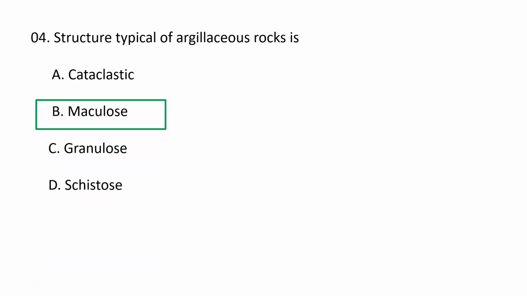So maculose structure is characterized by a spotted appearance of the rock, and this may be caused by the formation of large crystals, also known as porphyroblasts, within an otherwise fine-grained rock as a result of thermal metamorphism of argillaceous rocks like shale. So the structure typical of argillaceous rocks is maculose. B is the correct option.